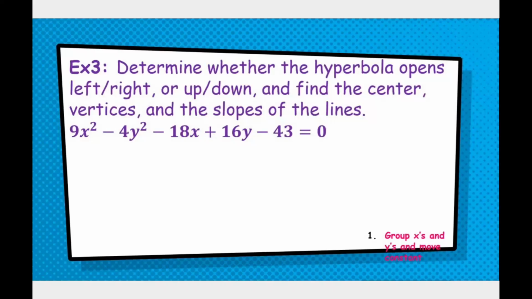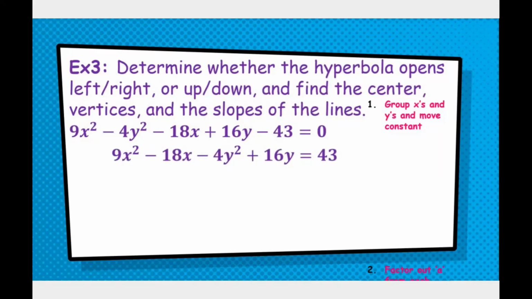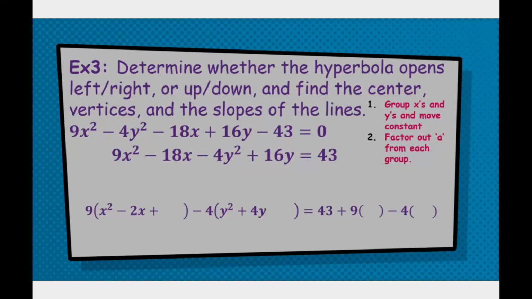All right, we're going to determine some of the same characteristics. This time we are not given our equation in standard form. So I'm going to start by doing what we've already seen. I'm going to group my x's and y's together and move my constant. So the first thing is getting our x's together and moving the constant to the other side. I have a coefficient in front of my x squared and my y squared, so I'm going to factor out a coefficient from each group.